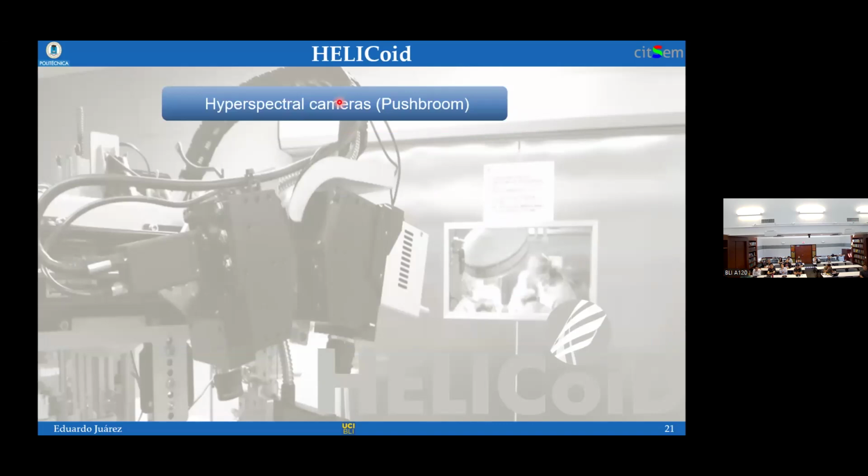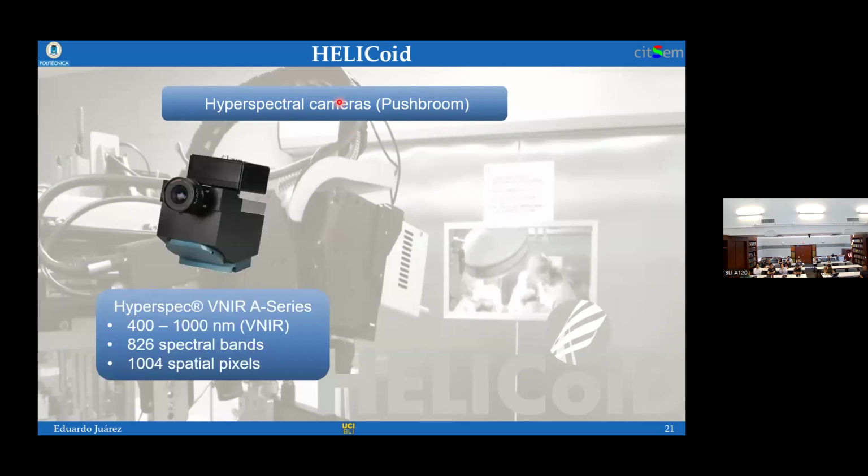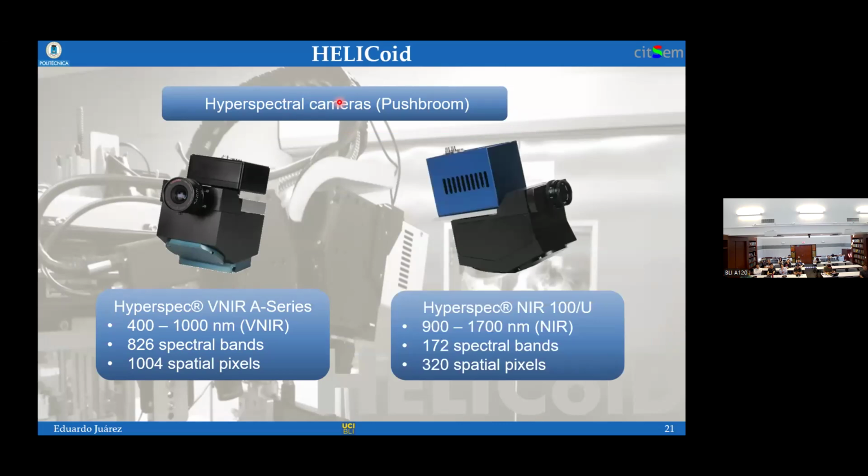There are two hyperspectral cameras, line scan cameras, so we have to move the cameras to get the information of the scene. One in the visible near infrared range from 400 to 1000 nanometers, with more than 825 spectral bands. The other camera in the near infrared range from 900 to 1700 nanometers, having more than 170 spectral bands. So we actually have a lot of resolution on the spectral side.